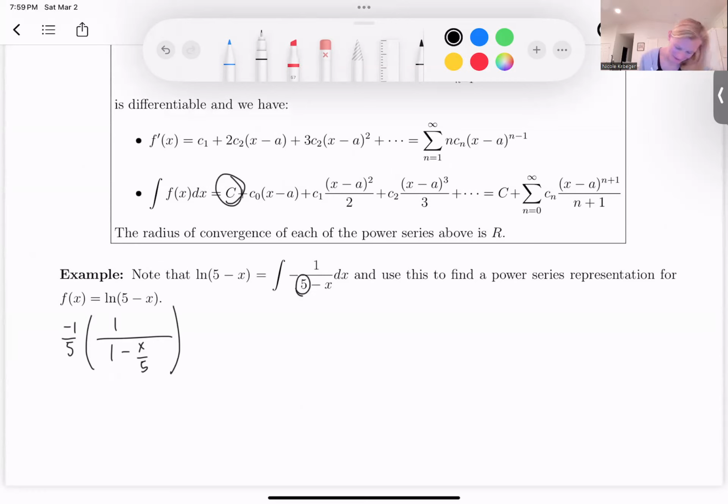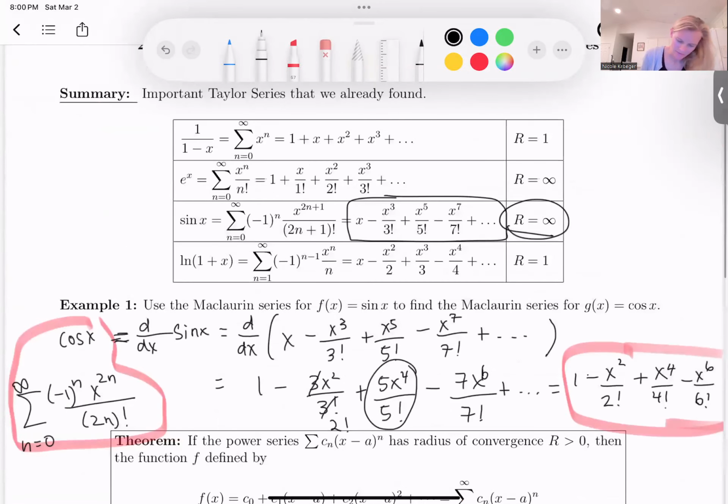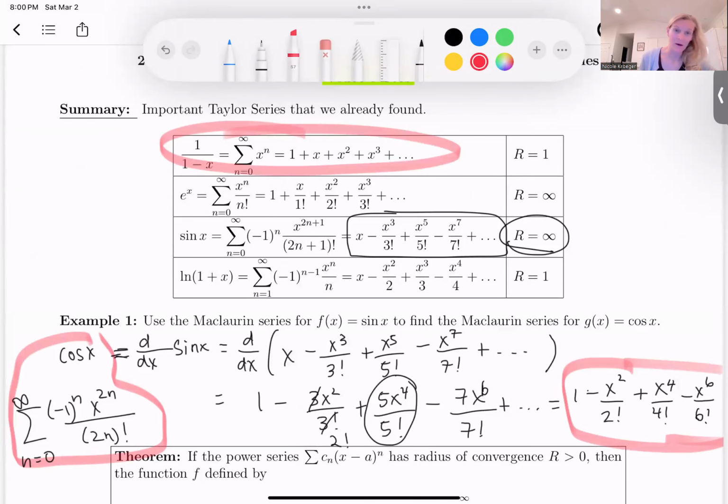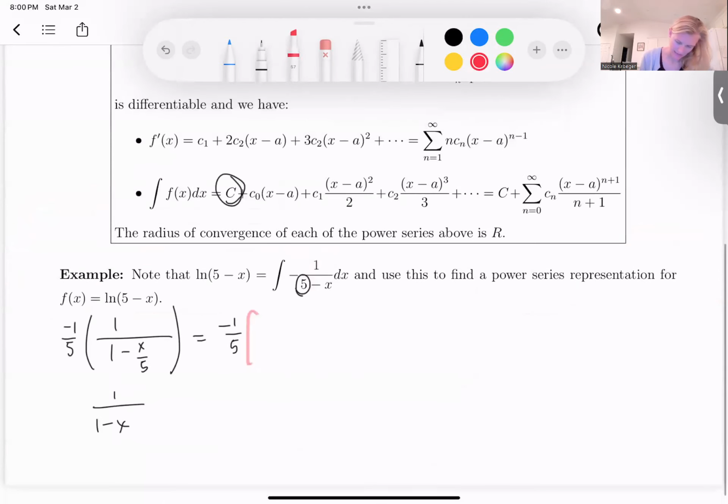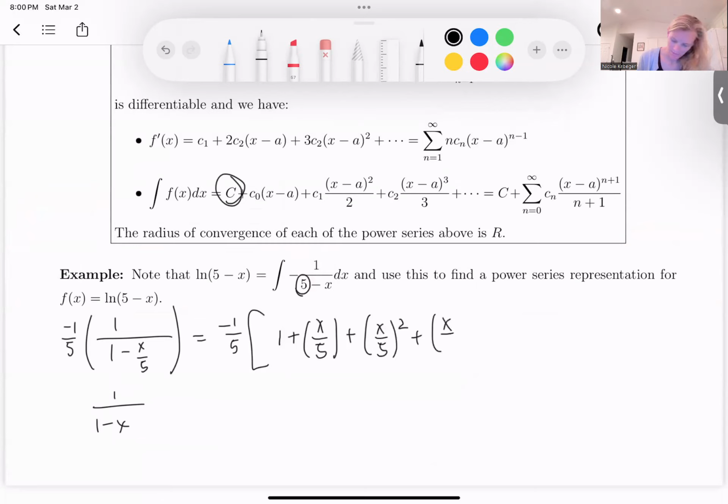I'm sorry, guys. So to write this Taylor series, we're going to have -1 over 5 times the power series. We're going to use the power series for 1 over 1 minus x, which is up here. So in this Taylor series, we're going to replace all the x's with x over 5. When I do that, what am I going to get? I'm going to get 1 plus x over 5 plus x over 5 squared plus x over 5 cubed, and so forth and so on.